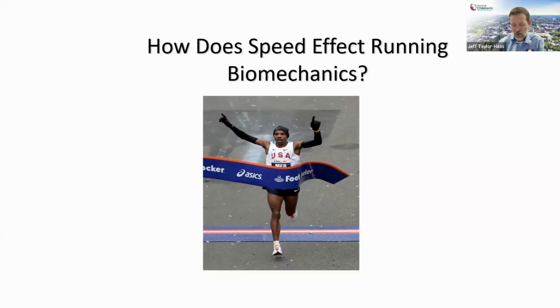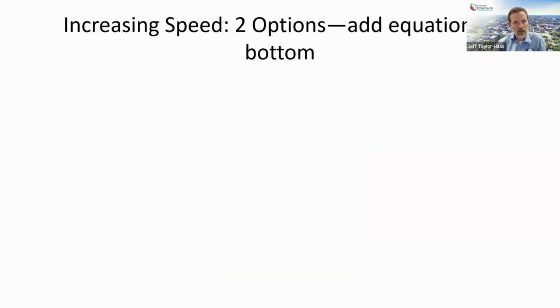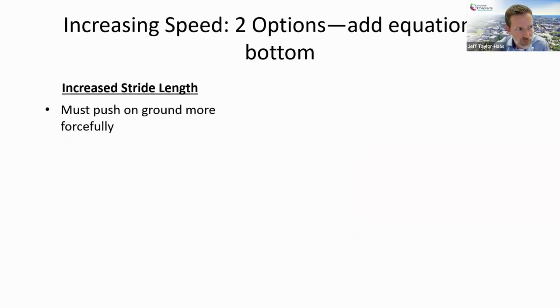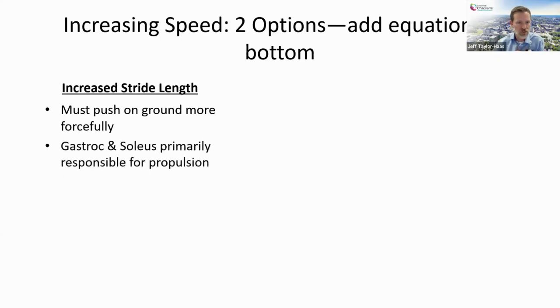And that's because speed directly impacts our kinematics. And when we look at speed, there's really 2 ways to run faster. One is to have a longer stride length. So when you have a longer stride, you push on the ground more forcefully through your gastroc and your soleus. That'll propel you toward your next stride.